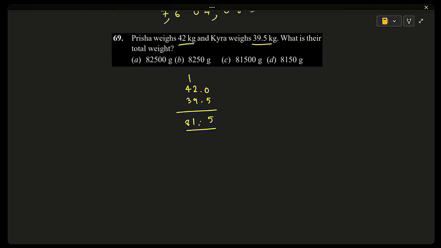And kilograms, it is not given, converted into grams. We know 1 kilogram is equal to 1000 grams. So just multiply this by 1000. The decimal point will move right by 3 places. So 815. So 2 more zeros, you are going to get 81,500 grams. It's there in option C. 78th question.